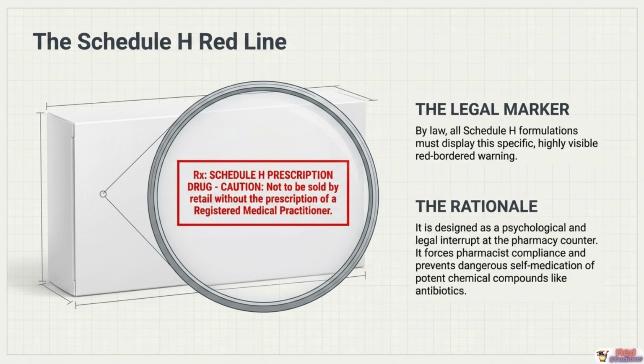Second, it functions as a psychological interrupt. The bold red border and the explicit caution text are designed to pause the transaction at the pharmacy counter, forcing conscious engagement with the legal requirement. The primary clinical rationale behind Schedule H is the prevention of dangerous self-medication with potent pharmacological agents. The antibiotic crisis is the most urgent example. In countries where antibiotics are freely dispensed without prescription, antimicrobial resistance develops at catastrophically accelerated rates, rendering first-line and second-line treatments ineffective for entire populations.